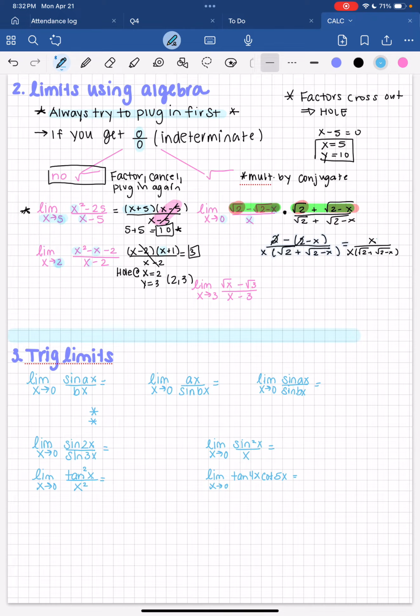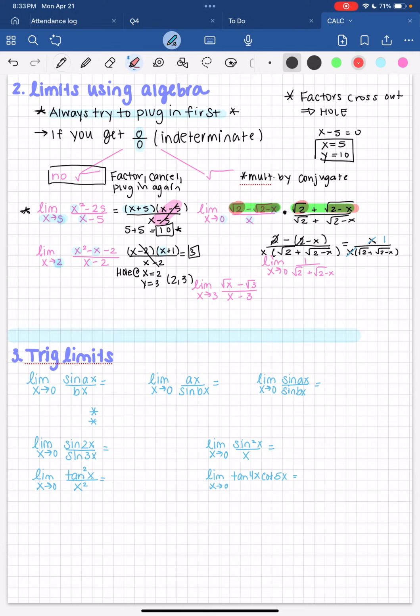Now you're going to simplify. You're going to cross out. Something's going to cross out. If nothing crosses out, you made a mistake. You got to go back and find it. So the x's are going to cross out, and there's still going to be a 1 on top. So when I rewrite this, because I'm going to take the limit again, I'm taking the limit as x approaches 0 of my simplified form. So my simplified form is 1 over rad 2 plus rad 2 minus x.